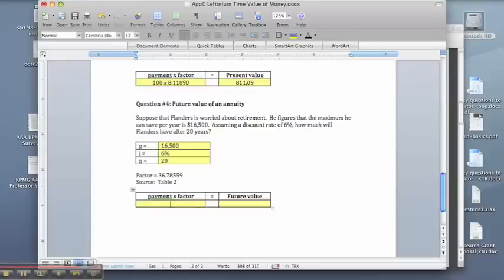So we can take our yearly payment amount of $16,500 and multiply it times that 36.78559 and get a future value amount of $606,962.24. And note that this is actually more than the sum of the principal payments. If you take $16,500 and multiply it times 20, you get $330,000, and that reflects the compounded interest.